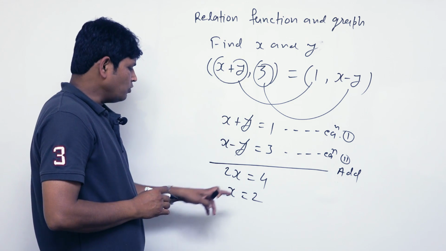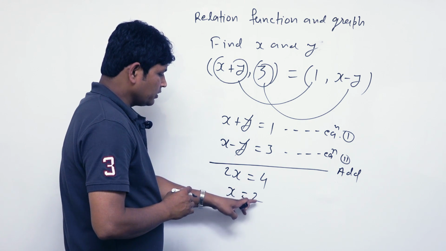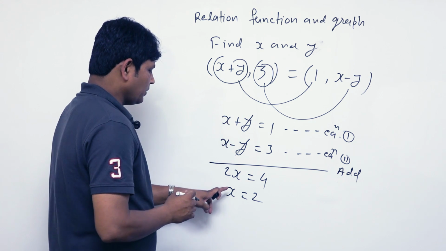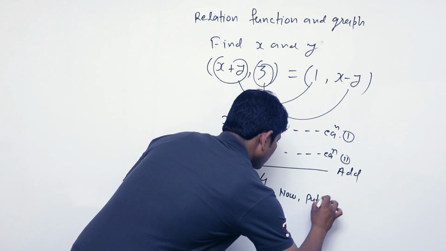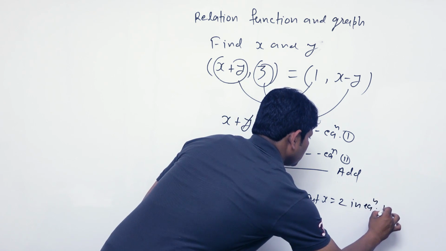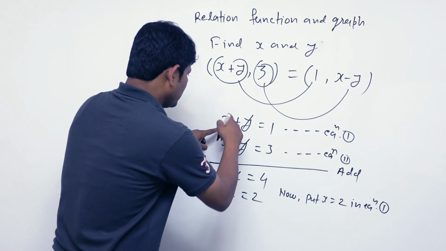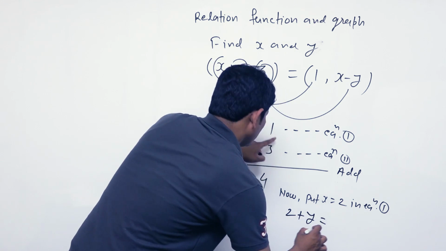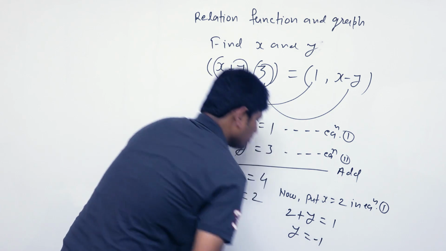Now, how to find y? We have to substitute the value of x equal to 2 in any one equation, as you like. So I will put x is equal to 2 in equation 1. In equation 1, in the place of x, I will put 2, plus y is equal to 1. So what is the value of y? 1 minus 2 becomes minus 1.